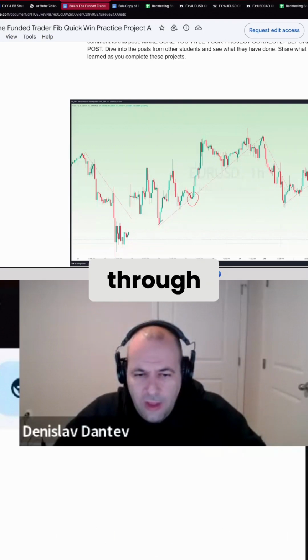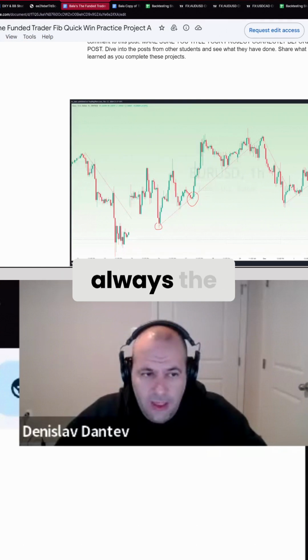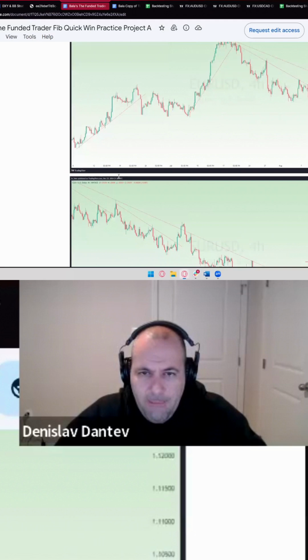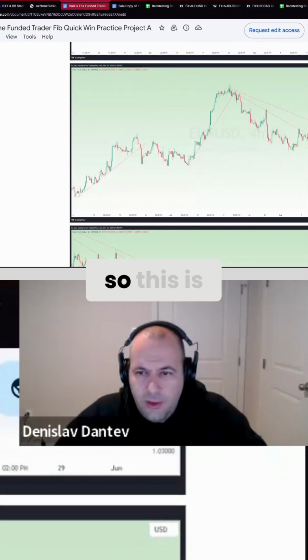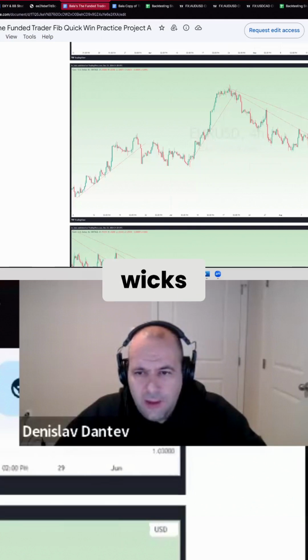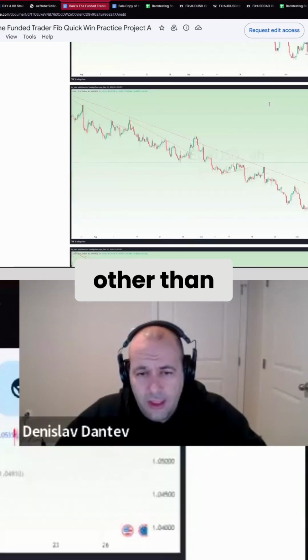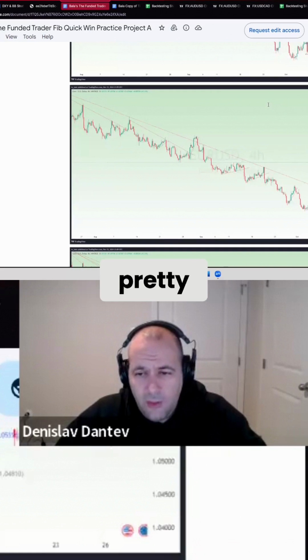Make sure we don't cut through candles, and make sure that you don't anchor your trend lines on wicks, right? Always the candle bodies. So this is, I think, your biggest issue, Bala. I think we saw the same thing with Haiti, right? Don't anchor your trend lines on wicks, always on the candle bodies, and don't cut through candles either. When this happens, your trend line needs to adjust. Other than that, this looks pretty good.